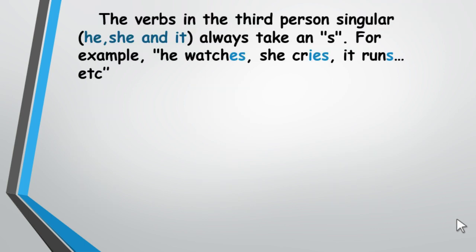Okay. There we go. The verbs in the third person singular, he, she, and it, always take an S. For example, he watches, and I already taught you about these rules here, just like the plural rules, you know. He watches, she cries, it runs, she eats, he plays, he sings, etc. So basically, if you want to conjugate any verb in simple present, you just add an S, or for example here, if it ends with Y, you remove the Y and you add IES. The final result has to be an S at the end. Let's go and see some examples.